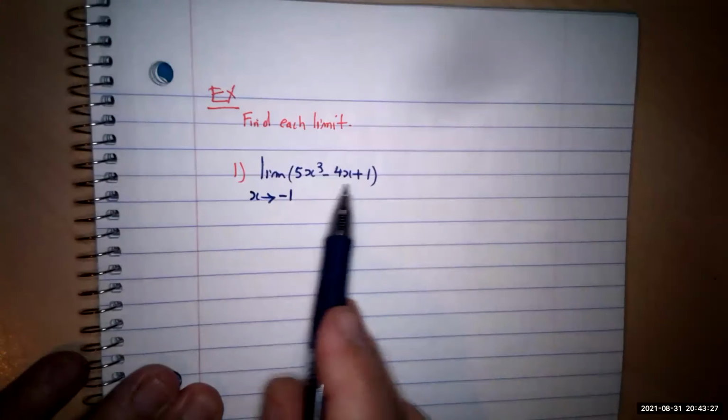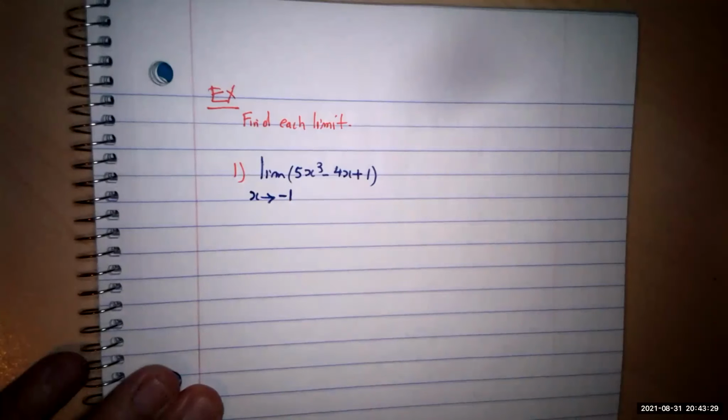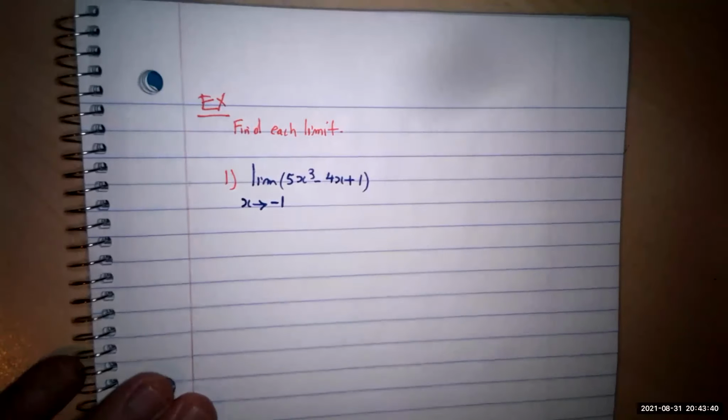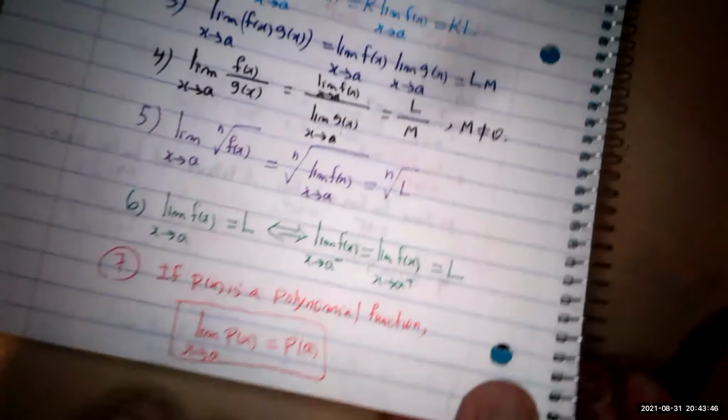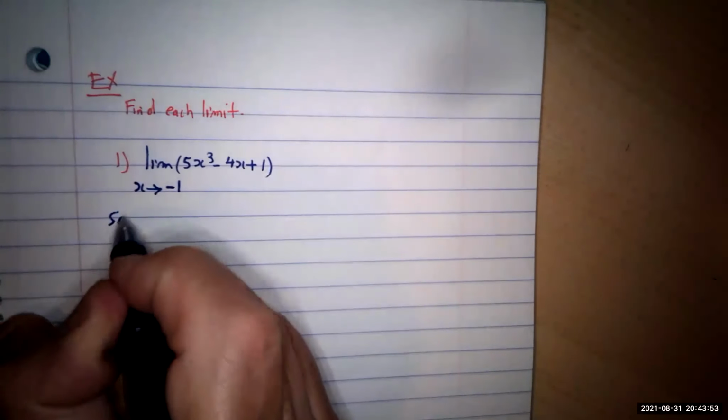What type of function is this one, 5x cubed minus 4x plus 1? Polynomial. That's it, we talked about it. If you have a polynomial and you want to find the limit of the function, the limit is the same as the value of the function. Just substitute. So this is going to be the solution.